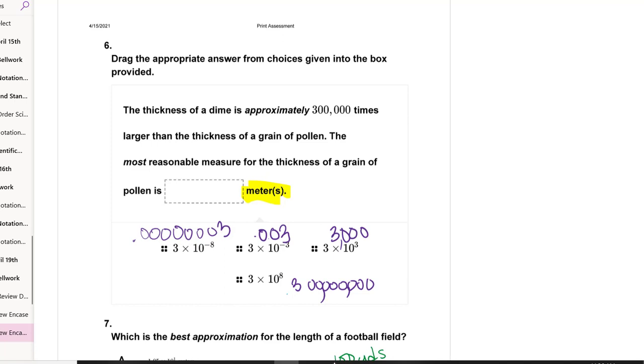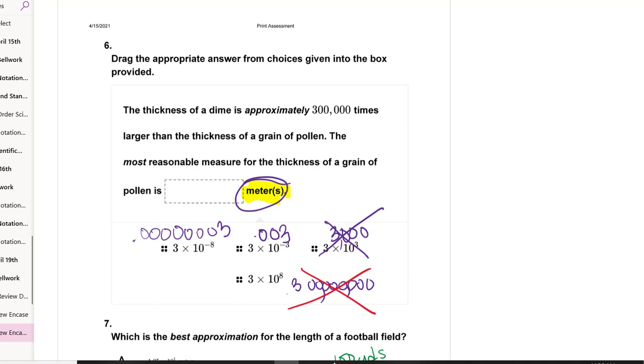If we're talking in terms of meters, a meter is almost like the length of a yard. So 3,000 meters or 3,000 yards, no way is pollen that big. That would be terrifying. Same thing with 300 million. It's not going to be that big either. That would also be frightening. Okay, so we're down to these two.